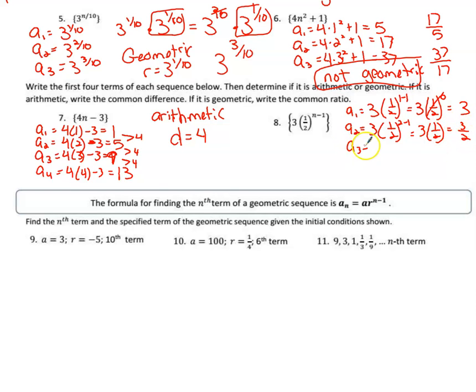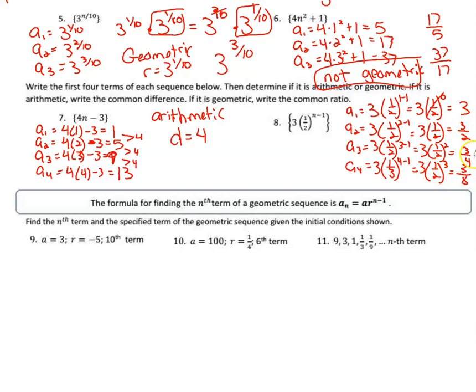The third term is 3 times 1/2 to the 3 minus 1, or 3 times 1/2 to the second power. And that's 1/2 times 1/2 is 1/4, so that is 3/4. Well, if you look, 3 halves, 3/4. The fourth term, you should be able to figure this out by now, but this is going to be 3 times 1/2 to the 4 minus 1, which is 3 times 1/2 to the third. 1/2 to the third is 1/8, so that is 3/8.